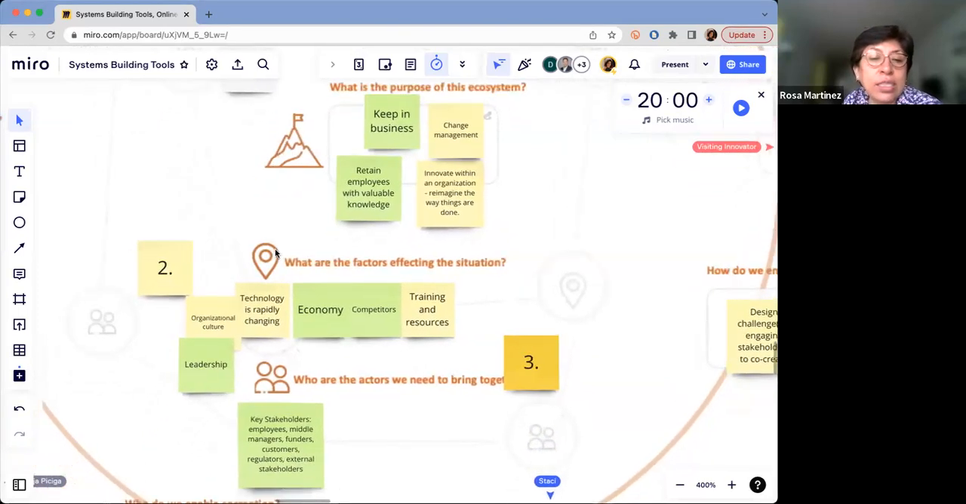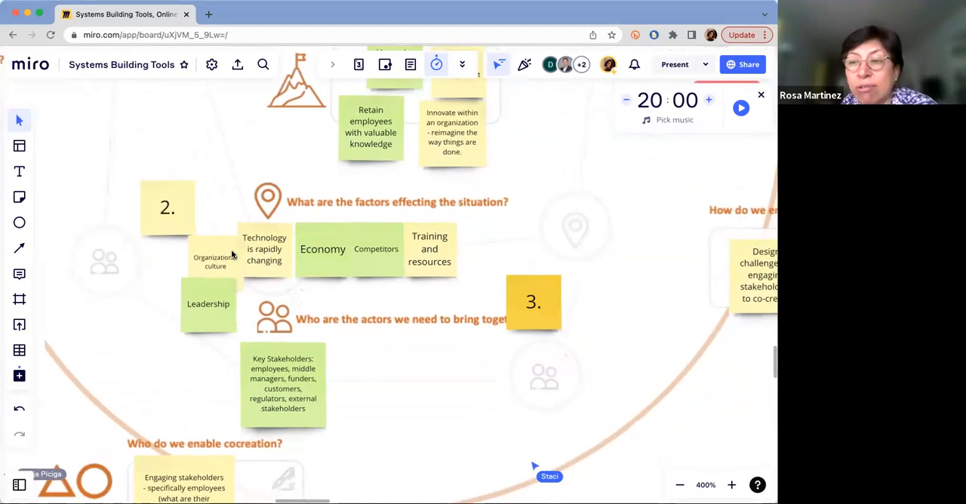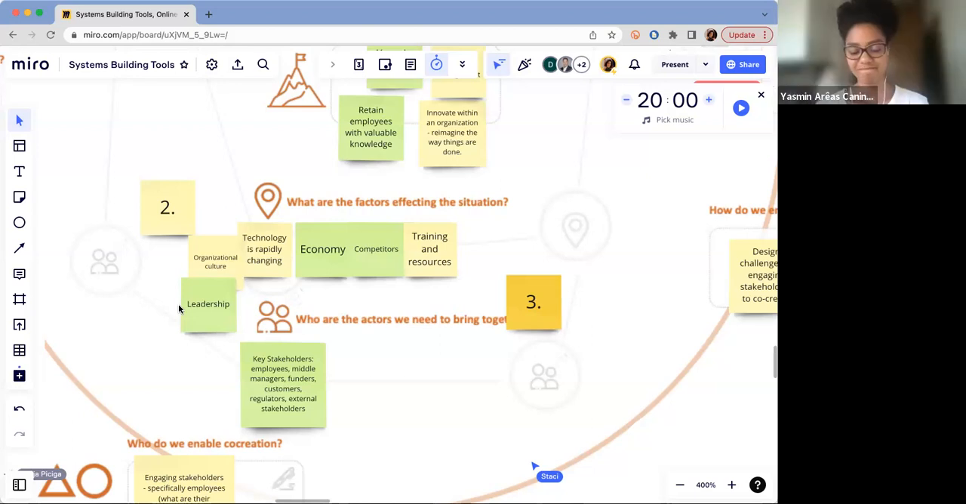And the factors affecting, we came with economy. If you don't keep up, you're gone. Competitors, new competitors, again, can put you out of business. Training and resources, who knows? Yes, we have this problem, but we are not providing specific training for those employees. Technology is rapidly changing. Organizational culture: you have more of a top-down organization who wants to go their way rather than listening to what's going on below. And I identify that as leadership, because it's not just the management, it's the leadership. So leadership is more focused on management, gone are the beautiful days.